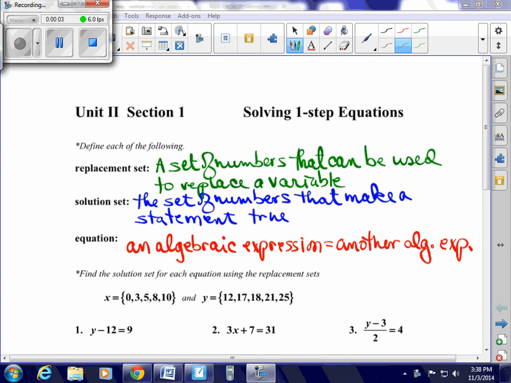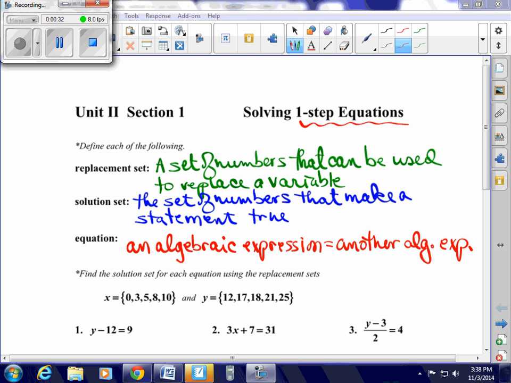So in Unit 2, Section 1 here, we're solving one-step equations. And before we can even start talking about solving one-step equations, let's get some vocabulary out of the way here. Number one, a replacement set is a set of numbers that can be used to replace a variable. A solution set is the set of numbers that make a statement true, and an equation is when you have an algebraic expression equal to another algebraic expression.